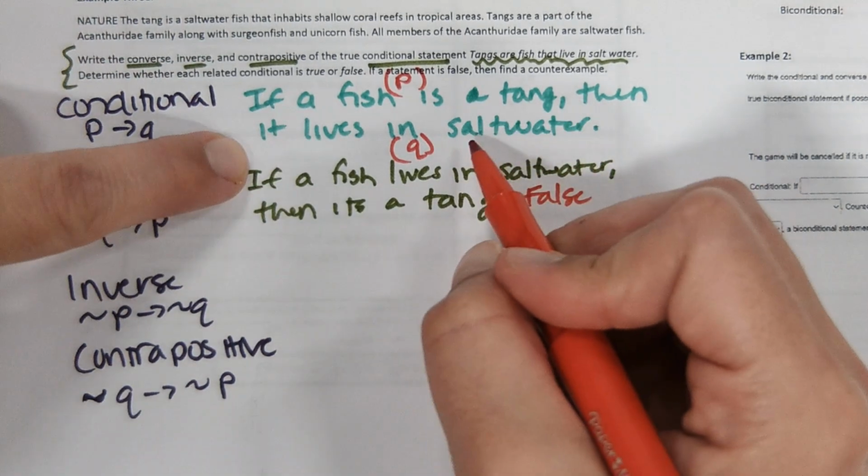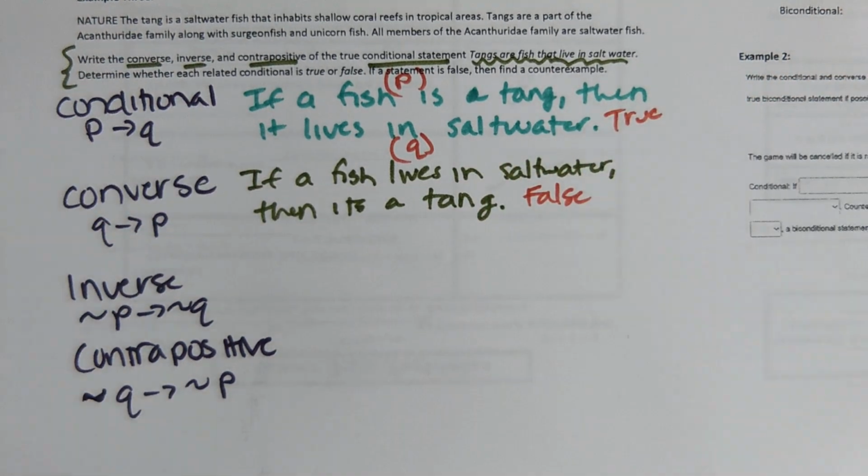If a fish is a tang, then it lives in salt water. That's true, because tangs can only live in salt water.